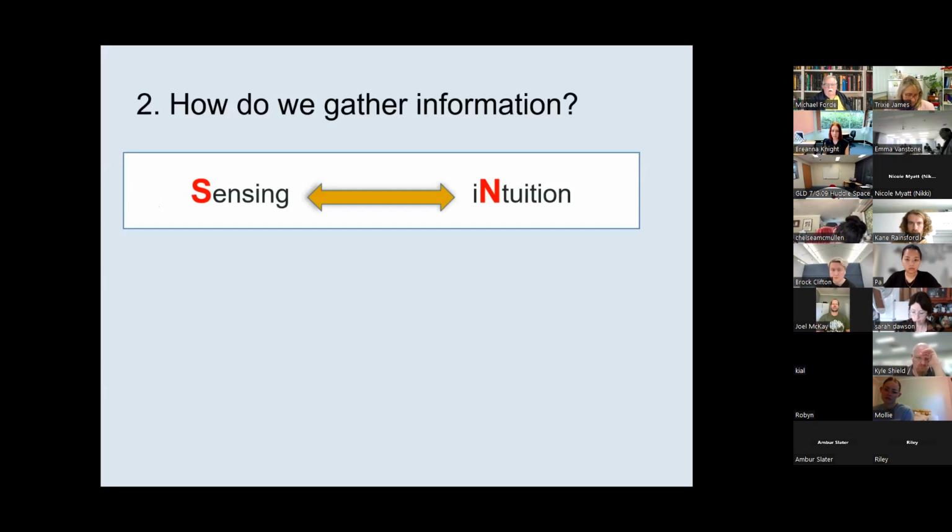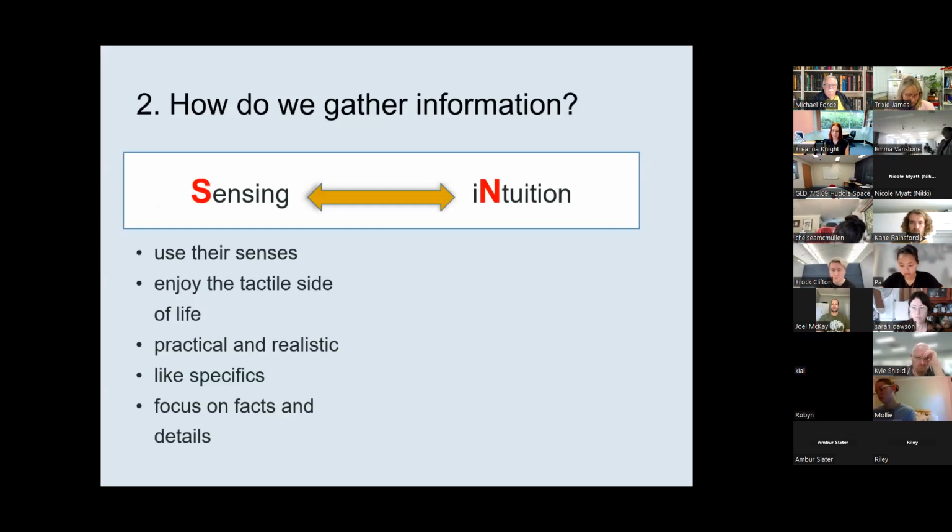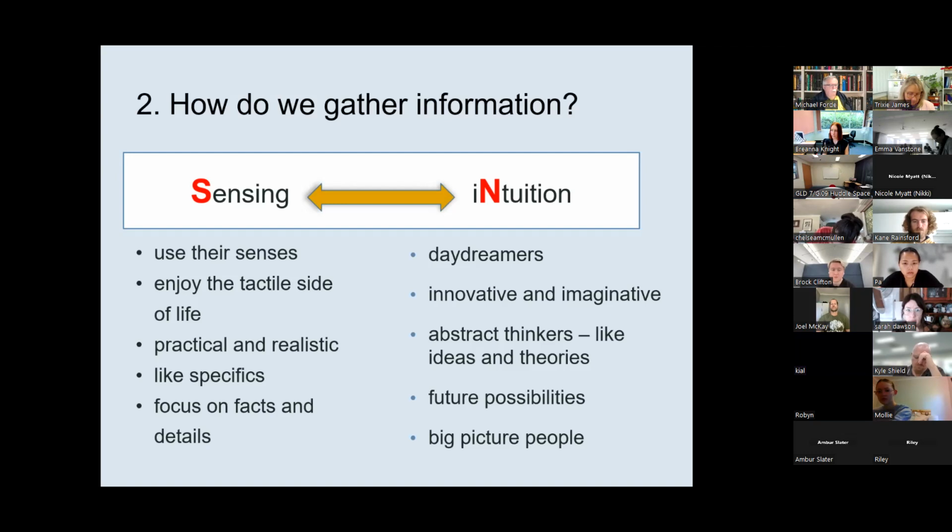So someone who is sensing, they like more practical, realistic specifics, focusing again on those facts and details. That might sound familiar from the Solomon-Felder inventory. Someone who's a bit more intuitive is probably someone who might be described as a daydreamer. They like to think abstract ideas through, think of future possibilities. These can often be big picture people.